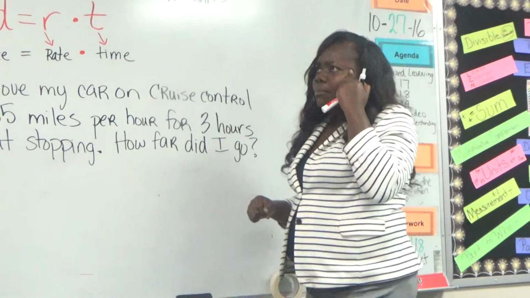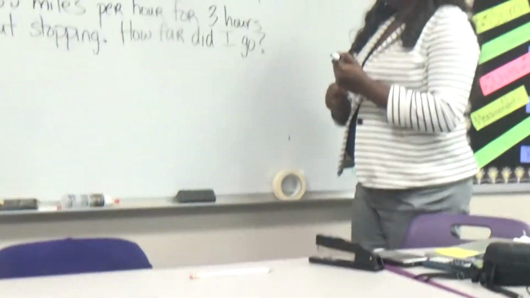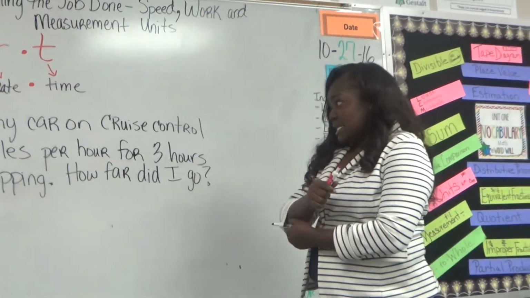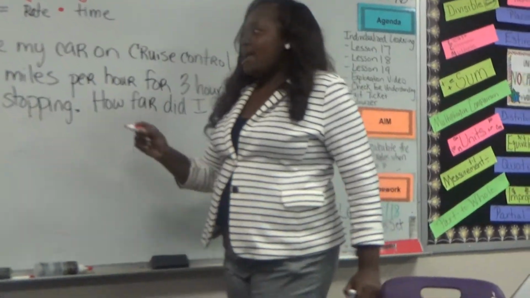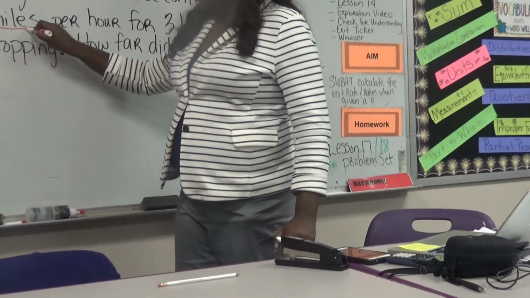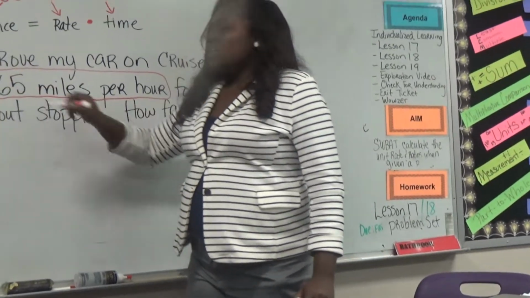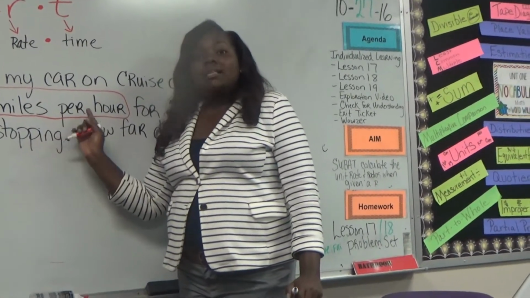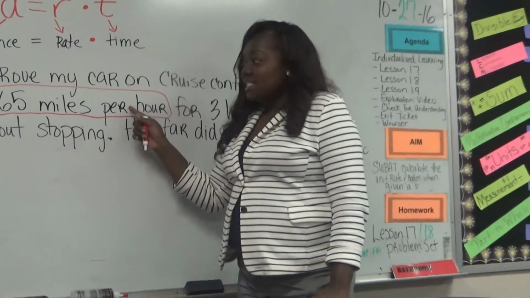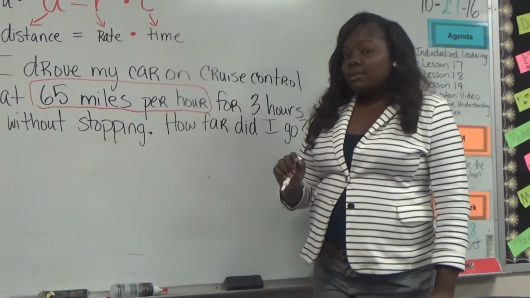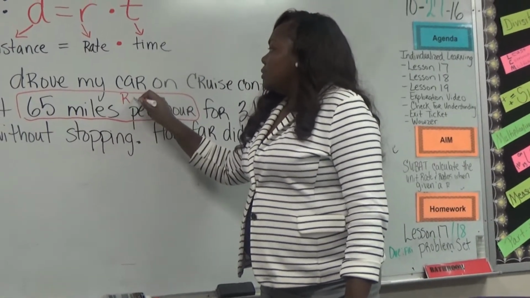Okay, so can you tell me what parts of this formula I already have? You said I already have the distance. Where do you see the distance? 65 miles. What else does it have behind 65 miles? Per hour. So all of this goes together. Anytime you see the word per, it lets you know that you're dealing with a rate. So do I have the distance or do I have the rate? I have the rate. So we're going to label this part, 65 miles per hour, as the rate.